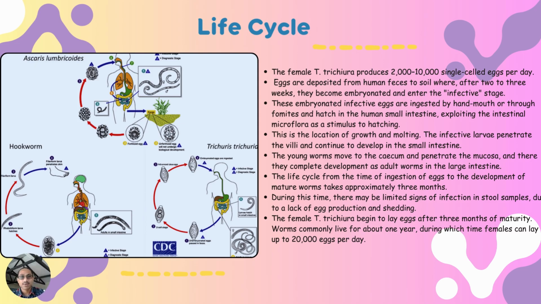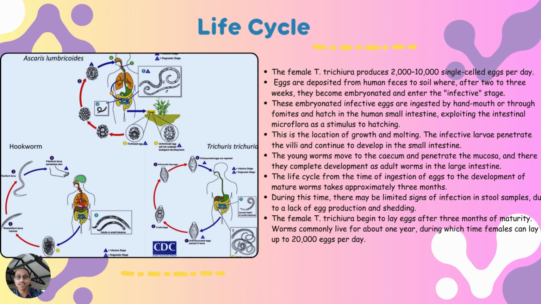So these embryonated infective eggs are ingested by hand, mouth, or through fomites and hatch in the human intestine, exploiting the intestinal microflora as a stimulus to hatching. This is known as the fecal-oral route and is common for usually all parasites.